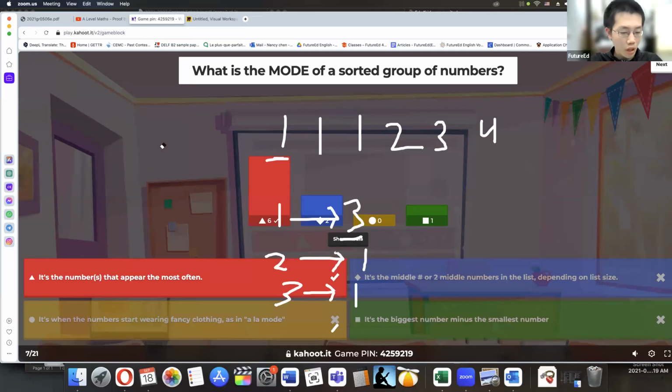So they're the ones that appear the most often, right? You don't have any numbers that appear twice or anything larger. So every single number in this list is a mode. Okay? Does everyone sort of understand the concept for what a mode is?